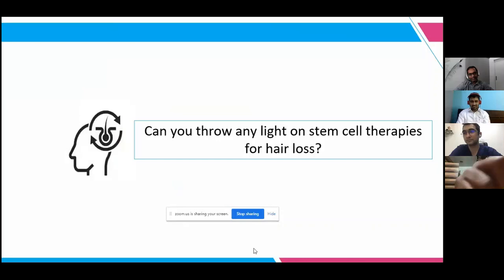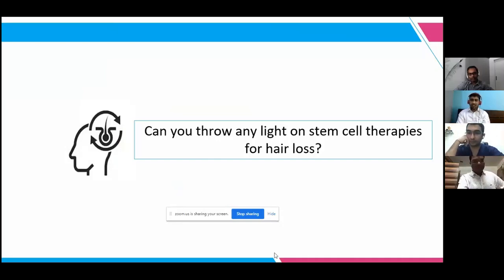Can you throw any light on stem cell therapies for hair loss? Is anybody using stem cell therapies? Not the apple stem cell therapy, not the peach stem cell therapy. I am not talking about those stem cell therapies which are available as mesotherapies in many products. No plant stem cell therapies. I'm talking about real stem cell therapies. Anybody can answer.